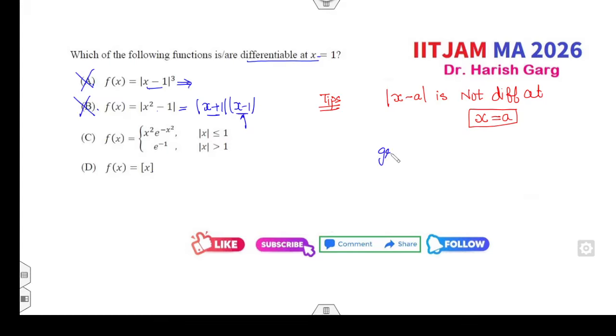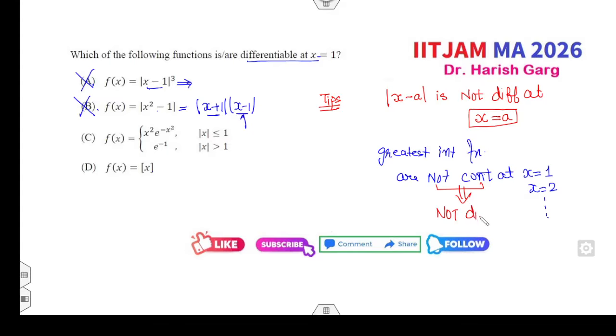Greatest integer. Fine. Greatest integer functions are not continuous at integers, not continuous at x equal to 1, not continuous at x equal to 2, and so on. तो अगर function is not continuous, that implies function is not differentiable at x equal to 1, at x equal to 2, and so on. So that option is also cancelled. The only left option C is the right answer of the problem.